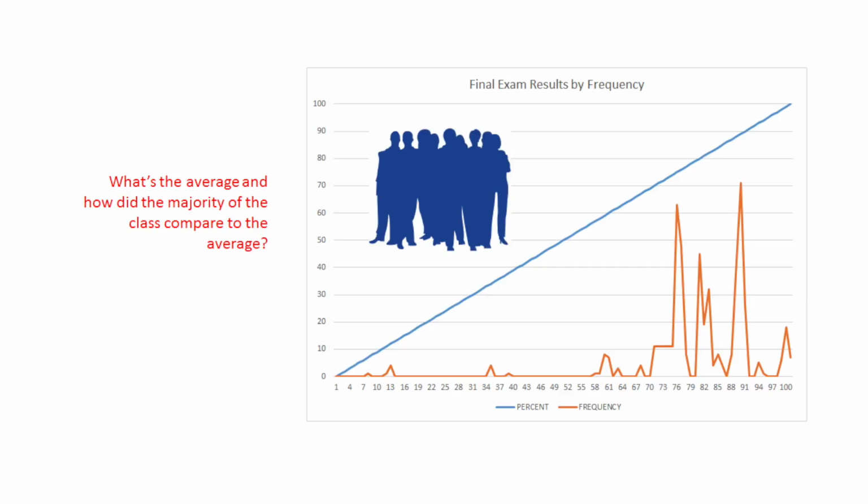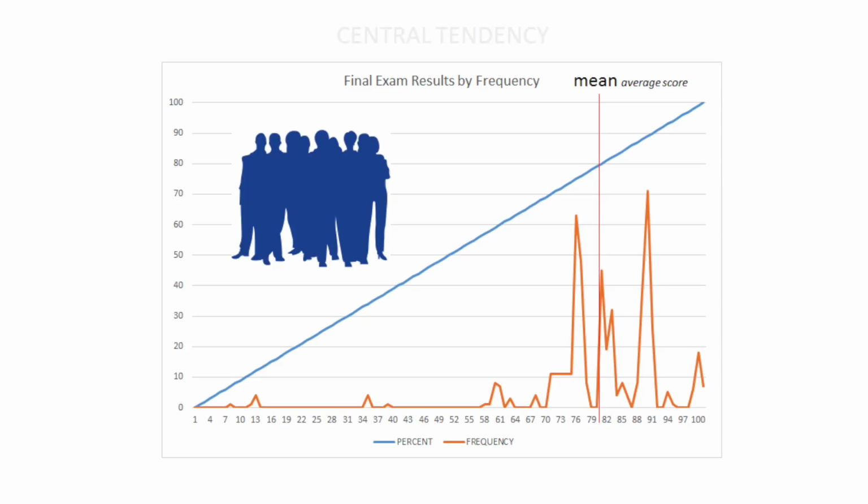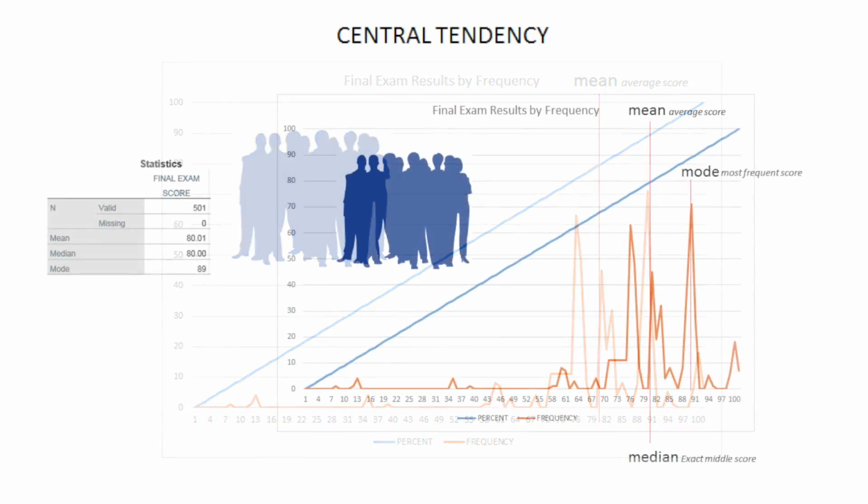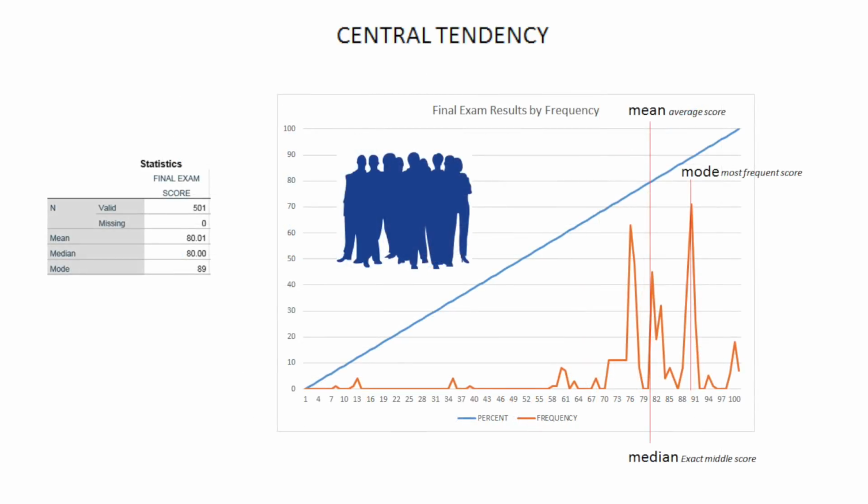Average score is an example of central tendency, or how closely the group score clusters around a central value. Two other measures that are similar are the mode, which is the most frequent score, and the median, which, if you lined up all our students by their score, the median would be the score of the person exactly in the middle of the line.